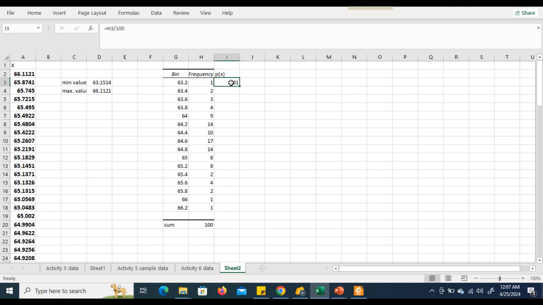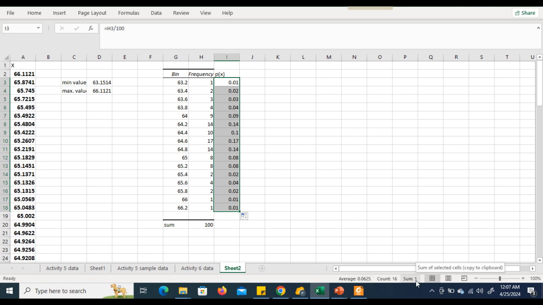To get all the other probabilities, I simply drag this column down, and you can see here that the sum of all the probabilities is 1. So this is the actual probability on the basis of the data. Now the next step is we need to calculate the probability using the normal distribution.